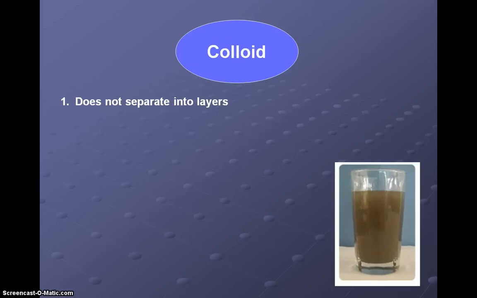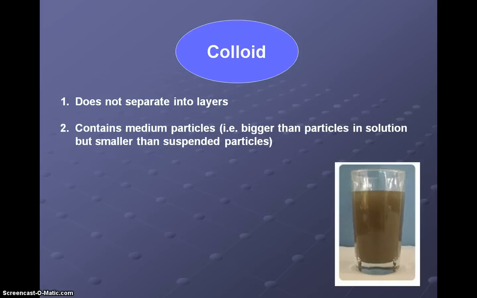Okay, and then lastly we have a colloid. Colloids are heterogeneous mixtures, but they don't separate into layers. Sometimes this confuses people because it kind of looks the same throughout. When you look at this, it looks the same. It looks all brown. It's not going to separate into visual layers. So what is the difference between it and a solution?